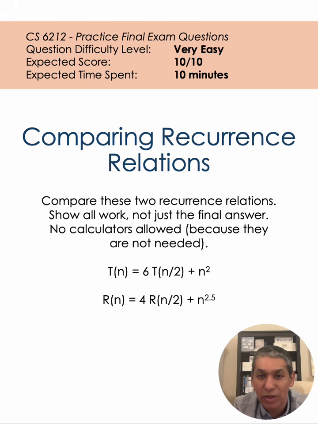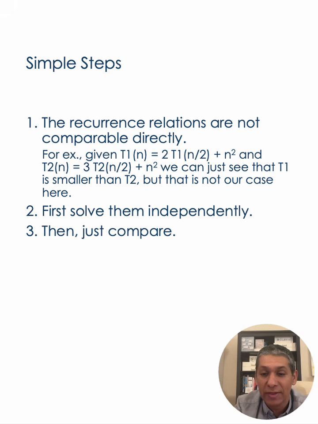In this case, we're given two recurrence relations, T(n) and R(n), and we are supposed to compare them. T(n) = 6T(n/2) + n², R(n) = 4R(n/2) + n^2.5. We're going to follow two simple steps: solve them independently, and then compare. In some cases, recurrence relations can be compared without solving them, but that's not the structure here. So we're just going to solve them independently.